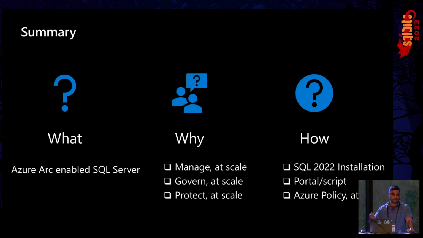You can do one server at a time. You can go to Azure Portal, search for SQL Server, Azure Arc, add, and it'll give you a script. You can copy that script onto the Windows server and run it in your PowerShell. That'll Arc-enable that SQL server. Or you can do it at scale. You can just script it and run it at scale.